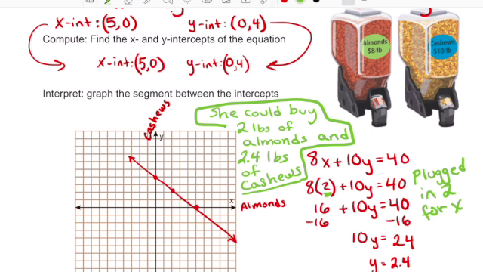And why did I do that? Because I could see right here on the graph, where I just put the green dot, that where they're about the same is at 2 and 2. And then we found out more precisely that they're the same, or not the same, but when almonds is 2 pounds, cashews is 2.4 pounds.